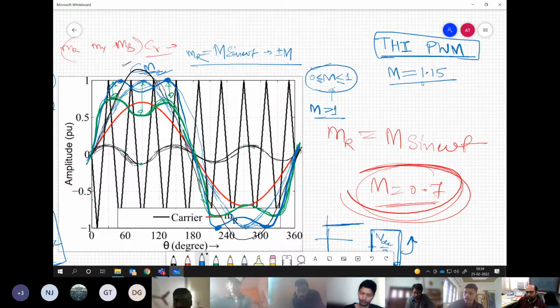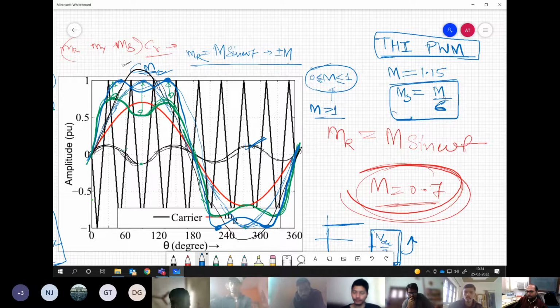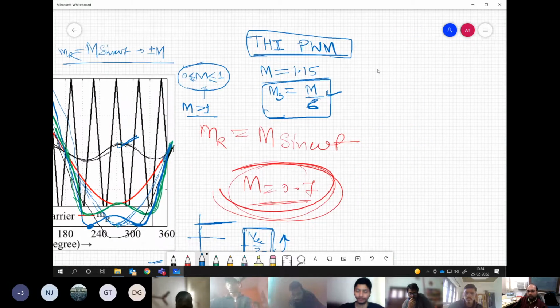And this happens when your M3 is something like capital M by 6. Okay, you cannot have any random number for the third harmonic, right? There has to be a factor of that. The factor is 1 by 6. So some k times of, let's say, k is the factor I am saying. So M3 could actually be k times of M sine 3 omega t. Because this is common RYB. Same waveform will be added to all RYB.